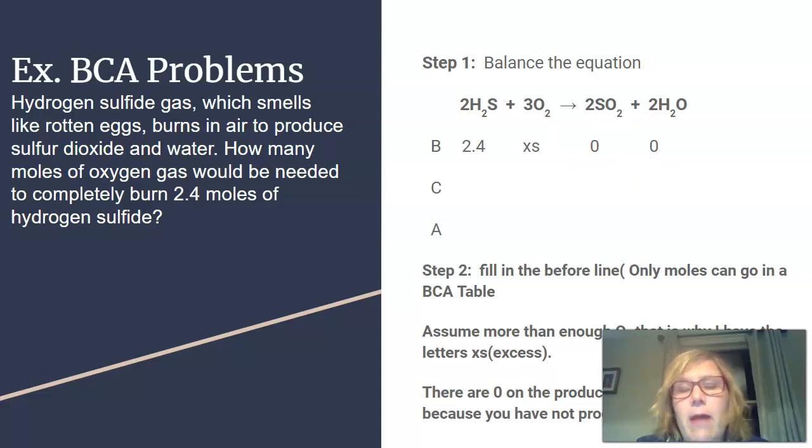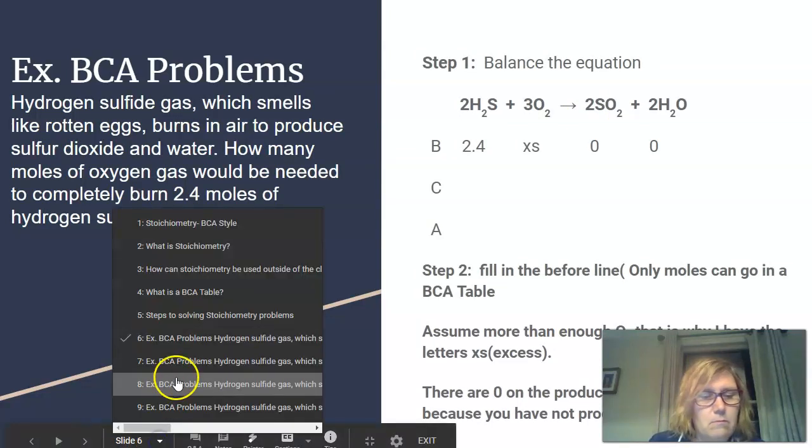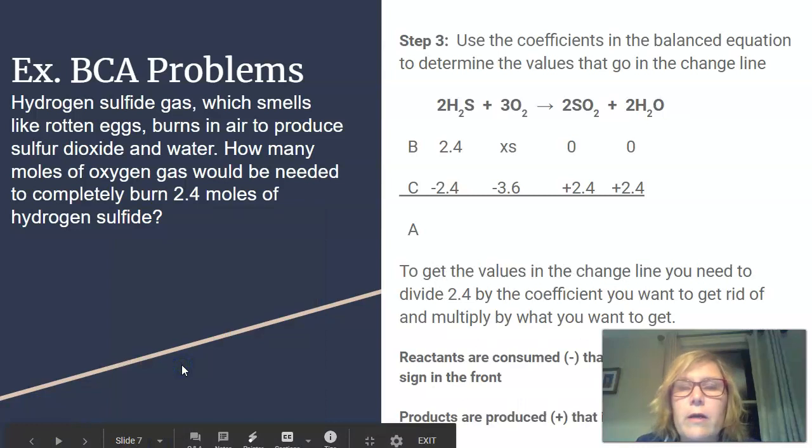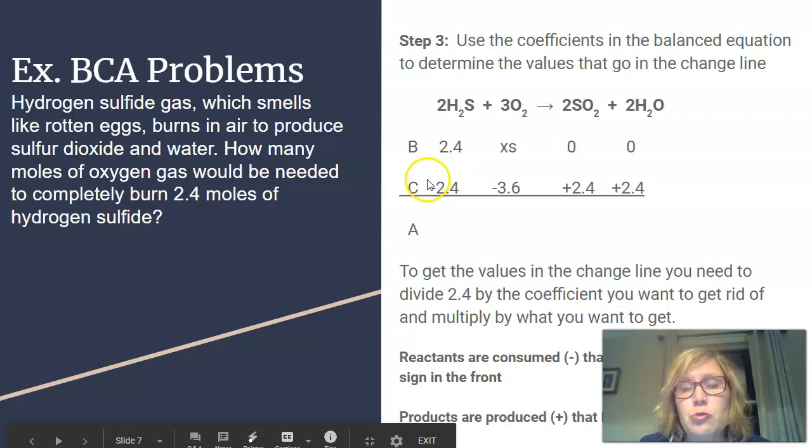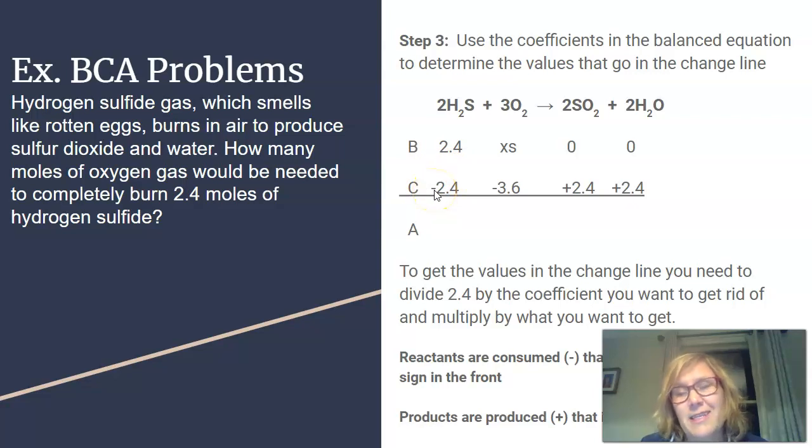So let's talk about how we get the change line. Okay, so we're in step 3 now. So what we're going to do is use coefficients in the balanced equation to determine the values that go in the change line. So for example, I'm going to use up all 2.4 moles of this. And the reason I'm going to use that up is because the other reactant is in excess.